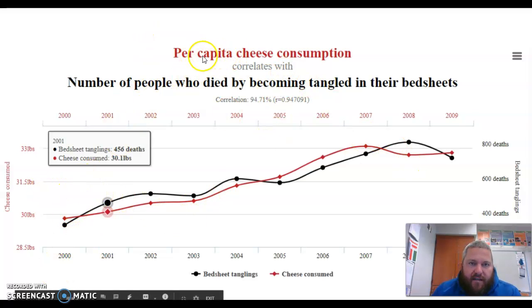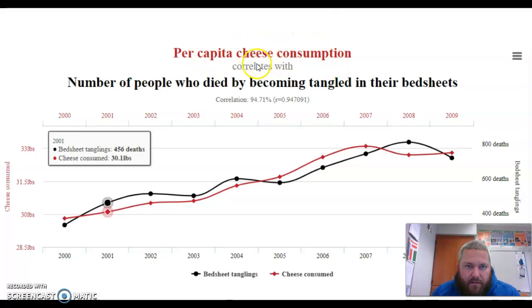This one here is trying to say that the per capita cheese consumption, so how much cheese we're consuming, is going to correlate with the number of people who died by becoming tangled in their bed sheets. Now there's a lot of stuff going in here, but this is basically trying to tell us a 0.94, which is also kind of converted to a percent. They're saying that there is a 94% correlation between consuming cheese and dying by getting tangled in your bed sheets. They're saying there's a 94% connection between that.